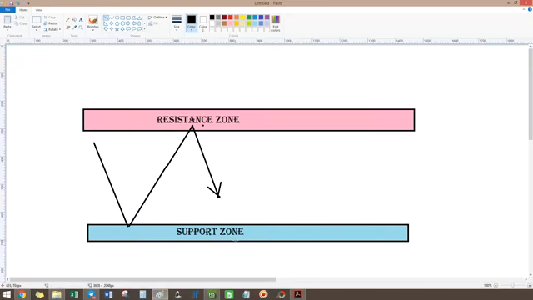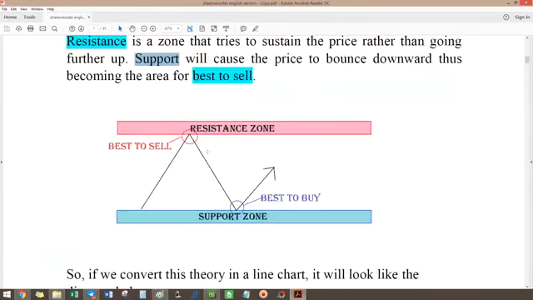So price will go to the support zone, then to resistance, then to support, and eventually it will break. After the break, we'll be learning the next topic. For this topic, we'll only be learning the resistance zone and support zone. So over here, you will sell. Over here, you will buy.